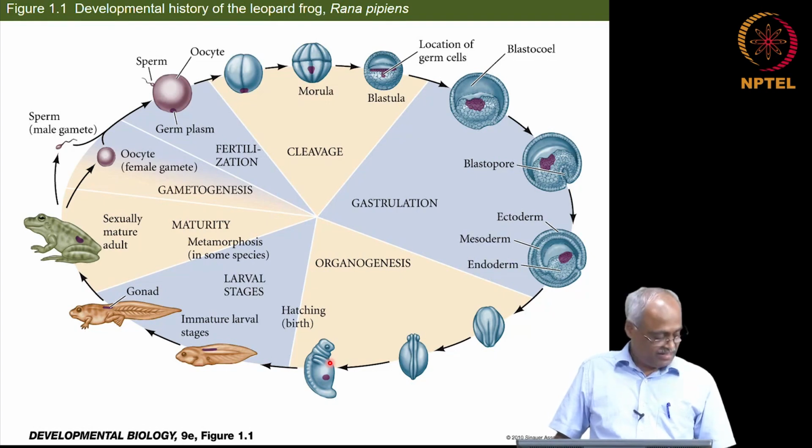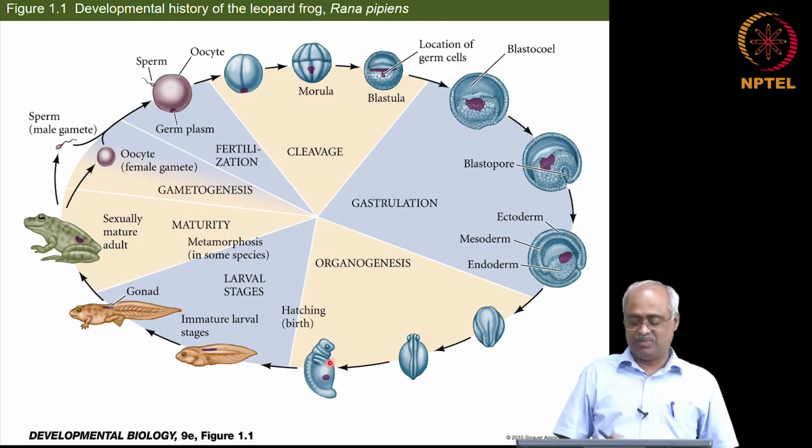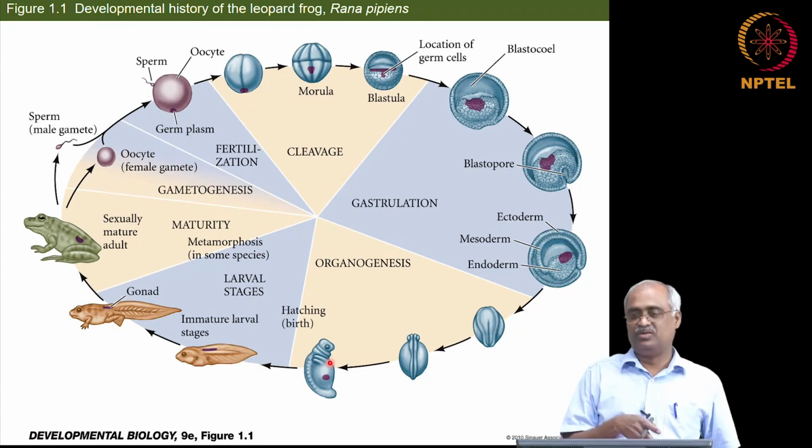So this is the summary of the life cycle. Basically when we are talking about development, we are talking about one of these 6 processes or a sub part of one of these processes. For example, in our lab, what we focus on cannot even be called fertilization. It can't even be called gametogenesis.